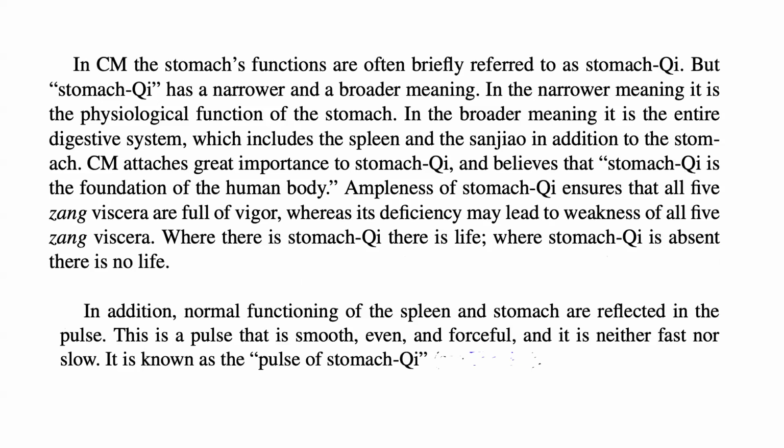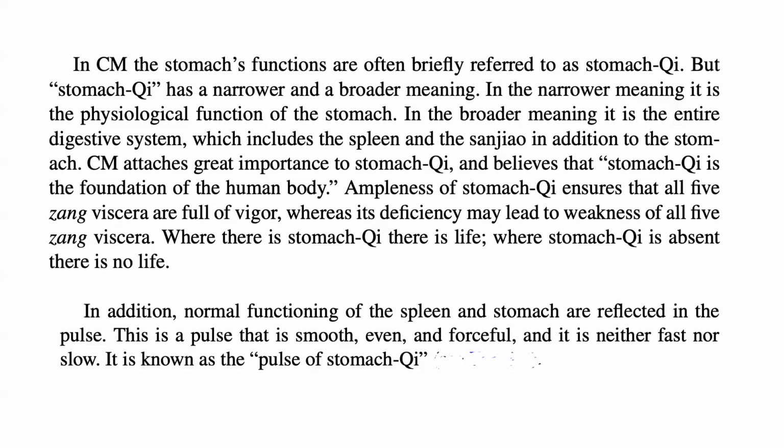In Chinese medicine, the stomach's functions are often briefly referred to as stomach qi, but stomach qi has a narrower and a broader meaning. In the narrower meaning, it is a physiological function of the stomach. In the broader meaning, it is the entire digestive system, which includes the spleen and the sanjiao, in addition to the stomach. Chinese medicine attaches great importance to stomach qi and believes that stomach qi is the foundation of the human body. Ampleness of stomach qi ensures that all 5 zang viscera are full of vigor, whereas its deficiency may lead to weakness of all 5 zang viscera.